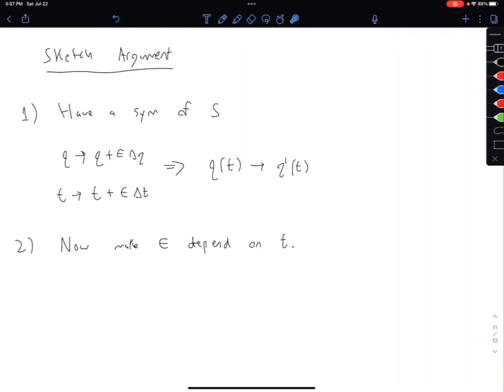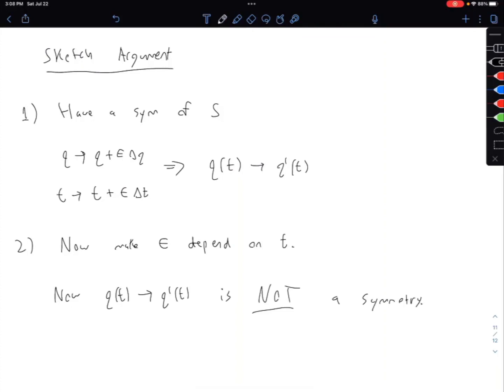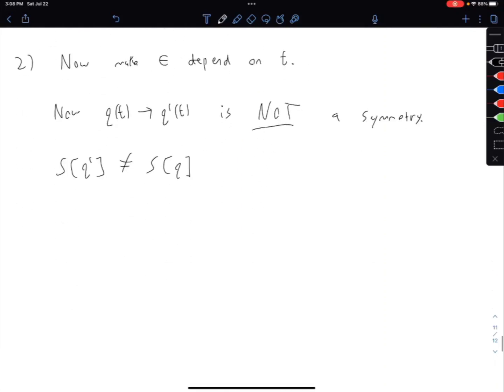Okay. So what's going to happen when we make epsilon depend on time? Well, this transformation will no longer be a symmetry, right? Because why would it be? It's only a symmetry when epsilon is constant. Now q of t goes to q prime of t is not a symmetry. So S of q prime does not equal S of q.